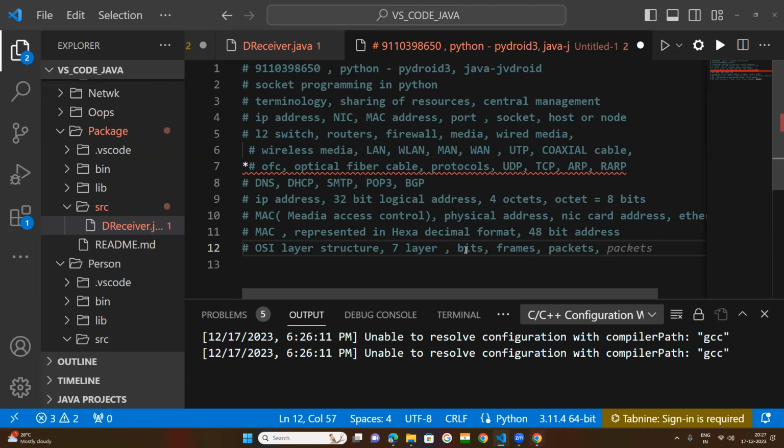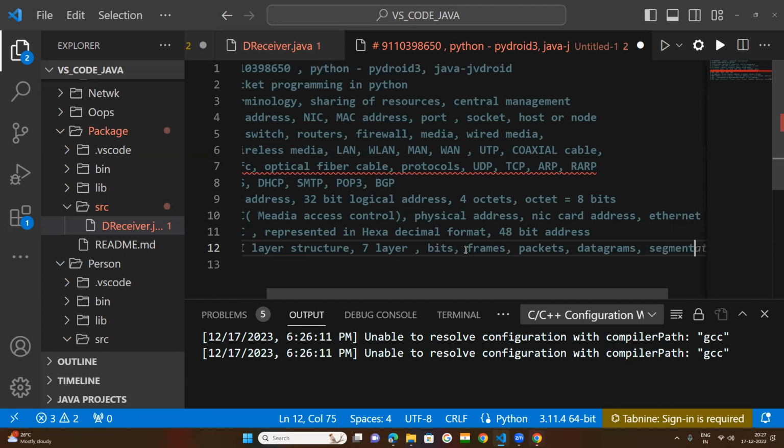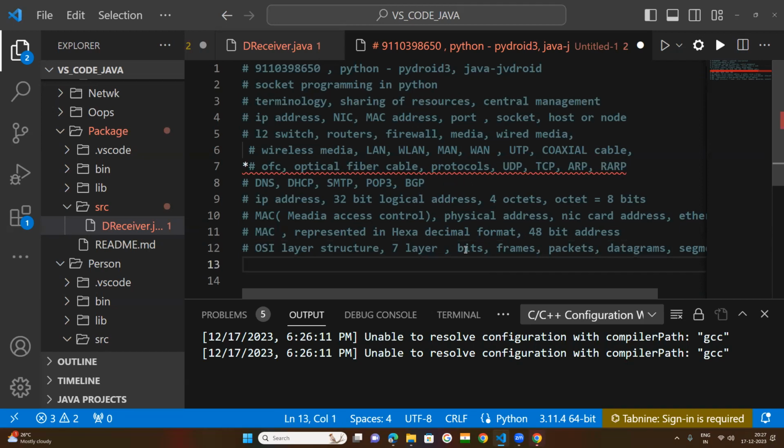After that, the transport layer means datagrams, otherwise segments. You need to understand all these things. Next, session layer, presentation layer, and application layer: there, data will be called PDUs, protocol data units. PDUs. As a programmer, you need to understand all these things very well, okay?